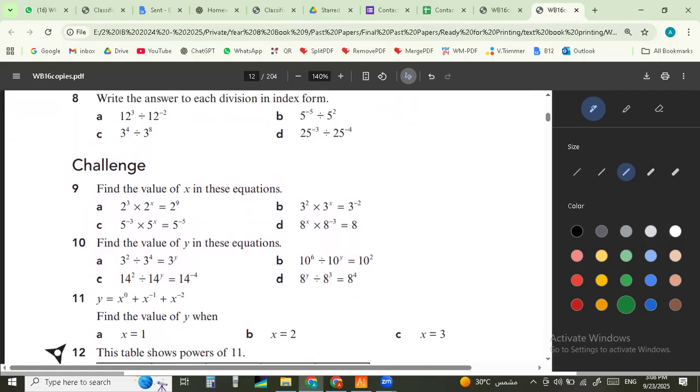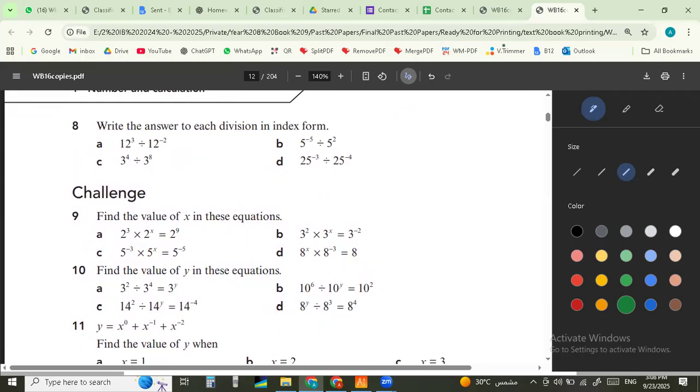Here are the things you write the answers. Same thing exactly. They want it in the index form. So it's going to be 12 to the power of 3 minus negative 2, which is 12 to the power of 3 plus 2, which is 5.